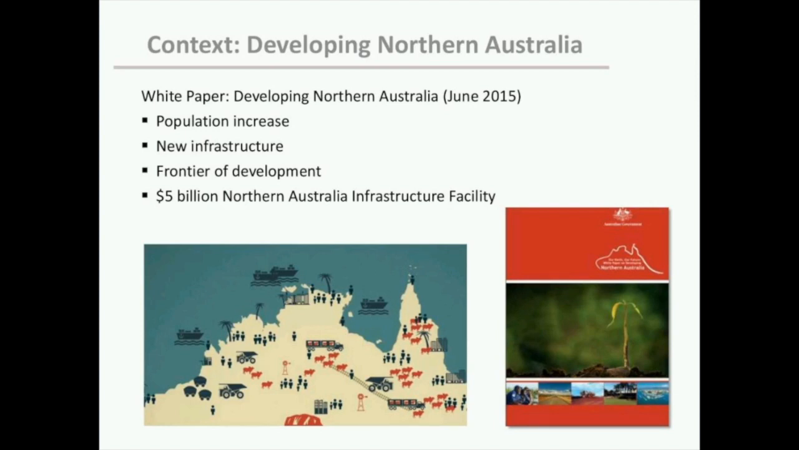So you can see this infographic here showing many cows, some mines, some tourism, some ports, and a great deal of activity in the north, which is obviously something that needs to be taken into account in terms of climate change and what that may bring for Northern Australia before that type of large-scale development can be confidently planned for the future.